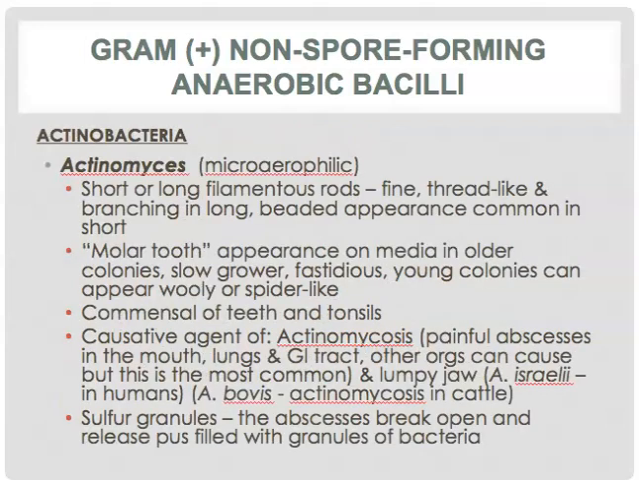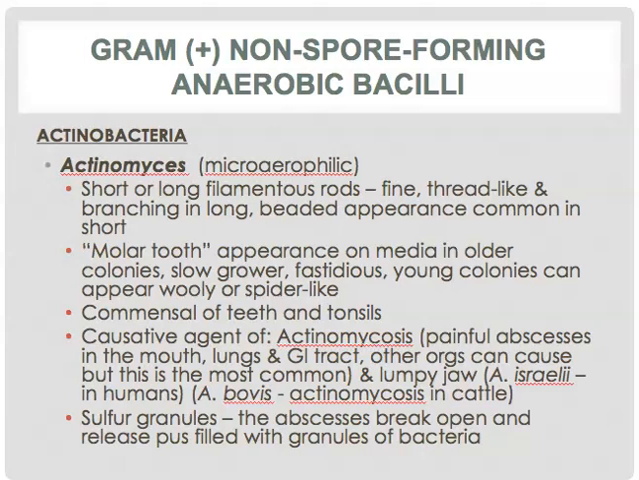So within that actinobacteria group, the first one that we're going to talk about is Actinomyces. In lecture 1 for this unit, we talked about that actinomycetes group, so don't confuse that with the organism Actinomyces. This organism is microaerophilic, so it prefers less than 5% oxygen. On the gram stain, you can see short or long filamentous rods, so they can be fine, thread-like, and branching. They can be long, beaded, or clubbed in appearance in the short, so you can have a little bit of variability in the morphology there.